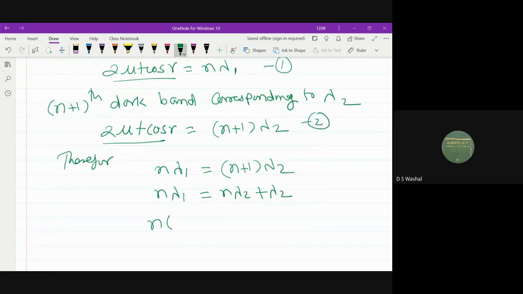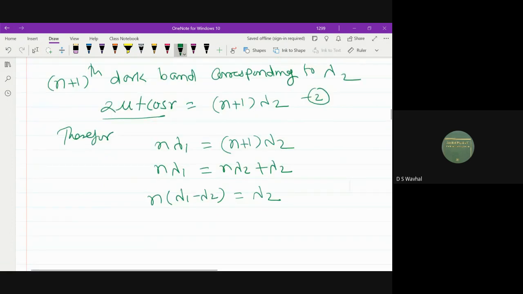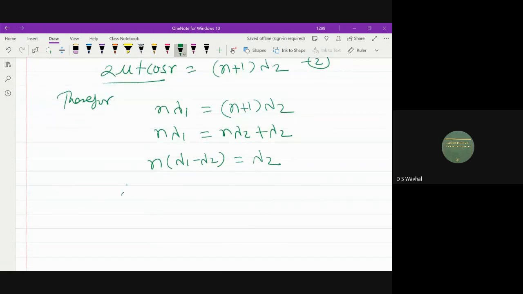Take n lambda 2 to the LHS side. Lambda 1 minus lambda 2 is equal to lambda 2, and therefore n is equal to lambda 2 upon lambda 1 minus lambda 2. So using these equations, we can find the order. This is nothing but the order: lambda 2 upon lambda 1 minus lambda 2.